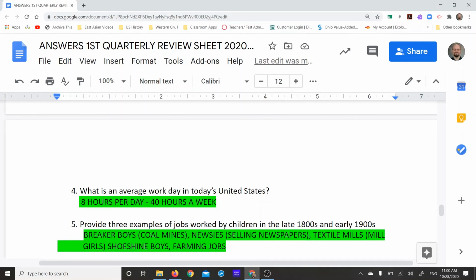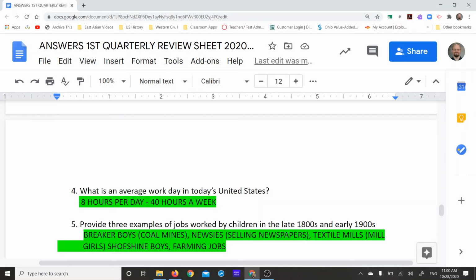3 examples of jobs worked by children in the late 1800s and early 1900s. So we would have the breaker boys, who worked in coal mines. Very dangerous, very dirty, not just from a physical standpoint, but from a medical standpoint as well. They're not just getting hurt maybe by the machines and the physicality of the labor, but they're also breathing in coal dust constantly during the day.